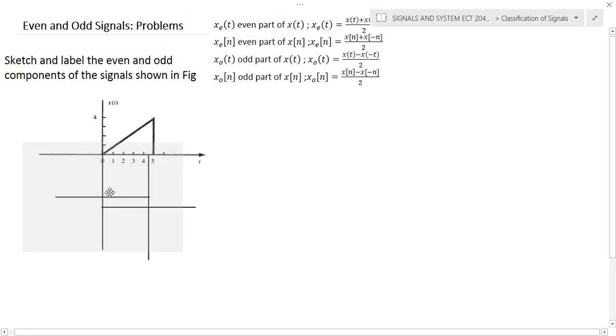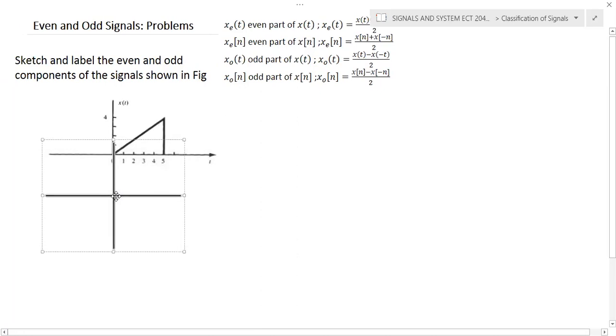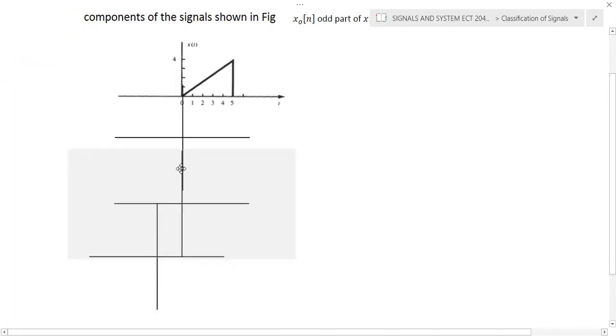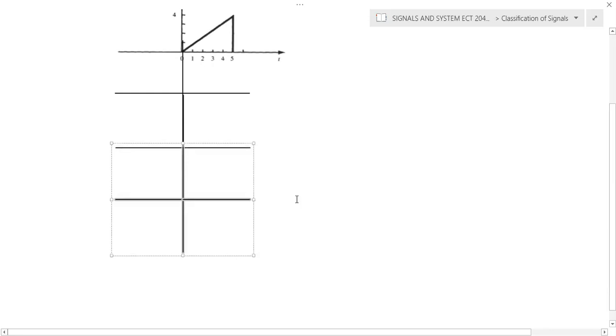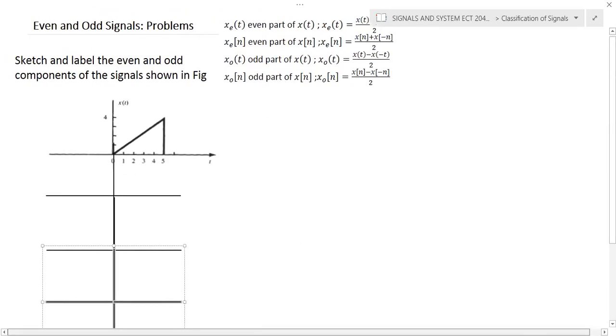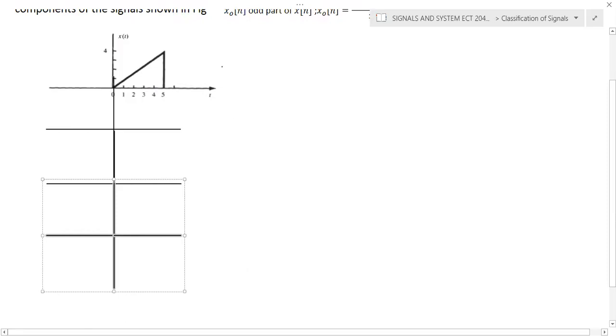So we need to draw some waveforms. We need three graphs to indicate different signals. So the given signal is a continuous time signal. So we need to use the formula to find out xe of t is equal to x of t plus x of minus t by 2. So this is x of minus t we required. So this is already x of t.